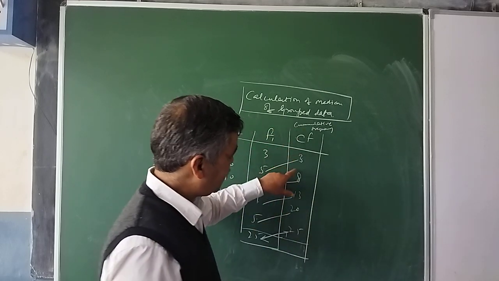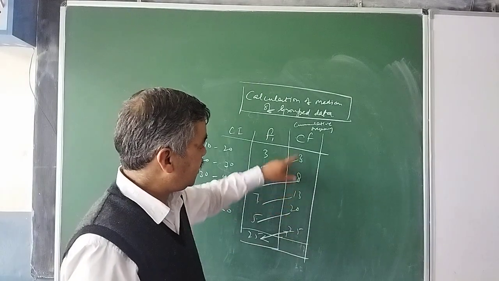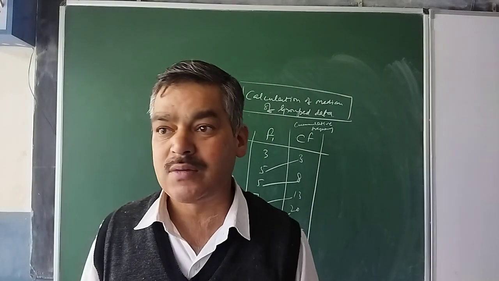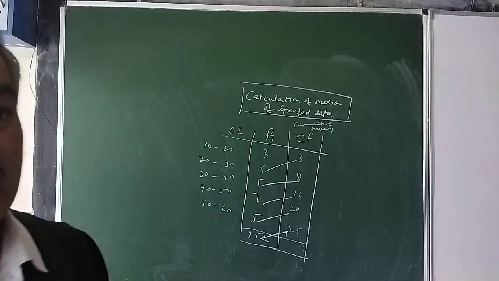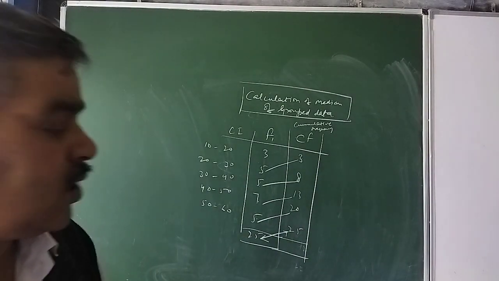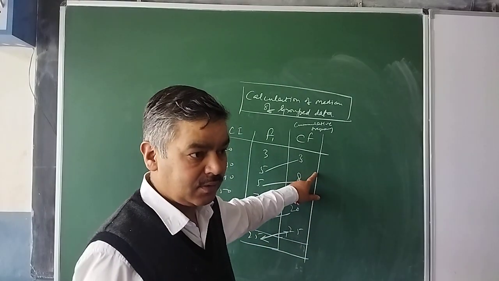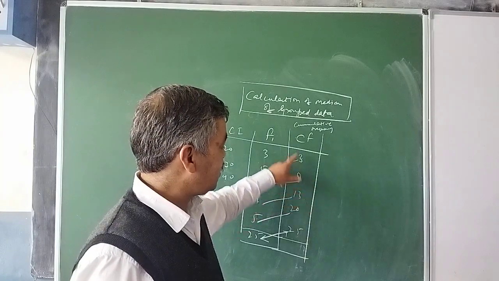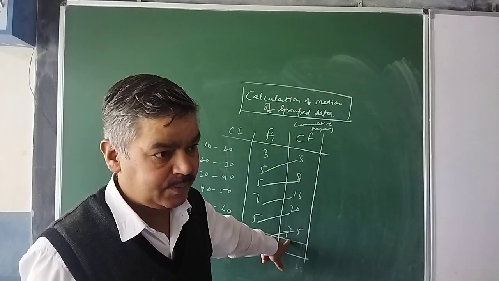Those frequencies, number one, will always be in increasing order. Number two, the last frequency of that data will always be equal to the number of students appearing in that test, which as I said is 25. So if that number is matching, it means the frequency given to you is cumulative. The other identification is that it will always be in ascending order.